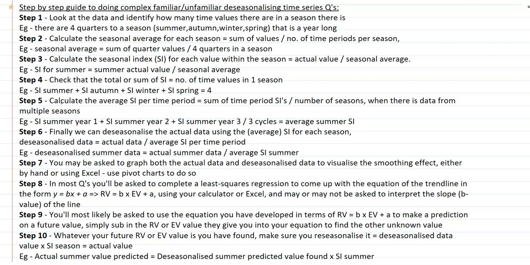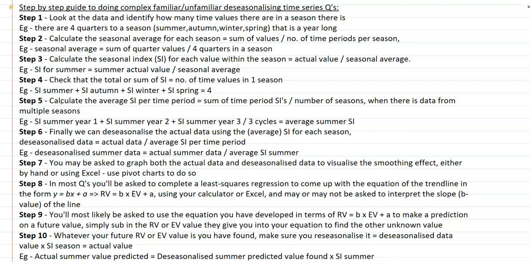Now, you're going to use those average seasonal indices to deseasonalize your data. That's where you'll take the actual data value and divide it by the average seasonal index for that time period. For example, for summer, you take the actual summer data value and divide it by the average seasonal index for summer. Usually you'll be asked to graph the actual data as well as the deseasonalized data to visualize your smoothing effect. And we're going to use pivot charts on Excel to do that.